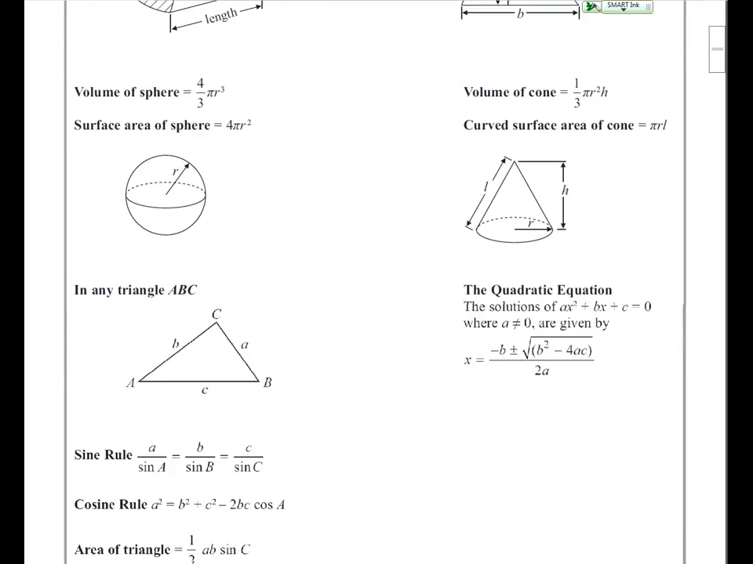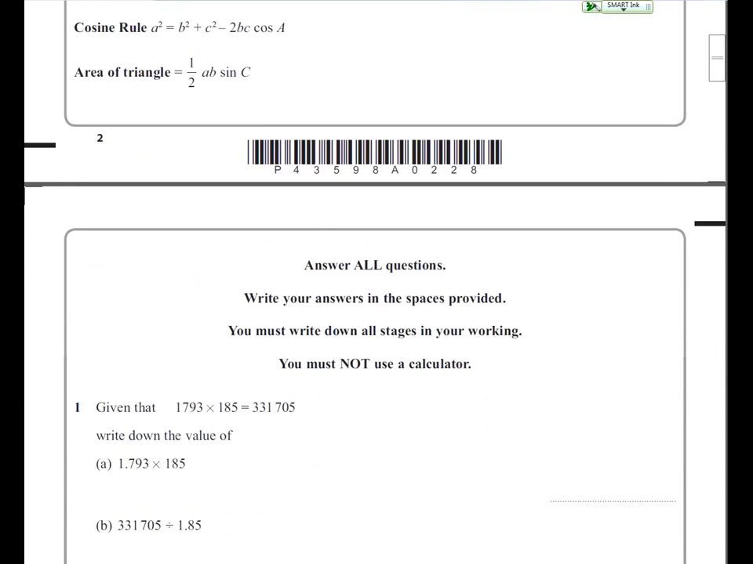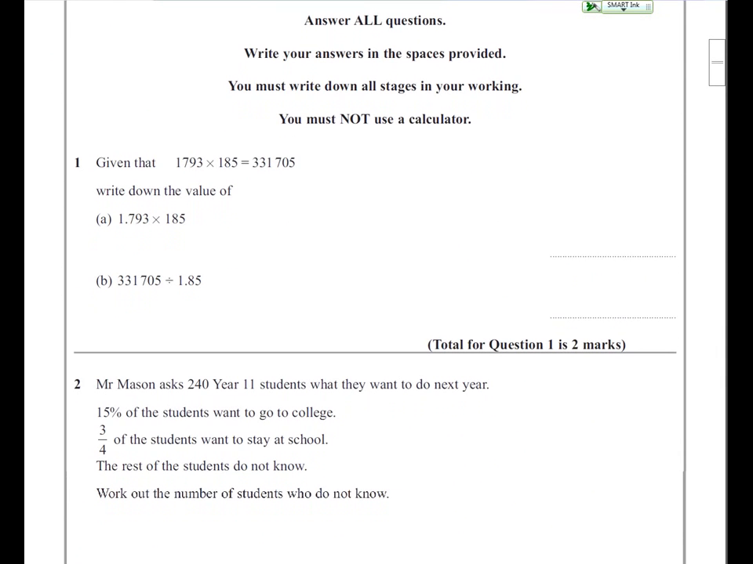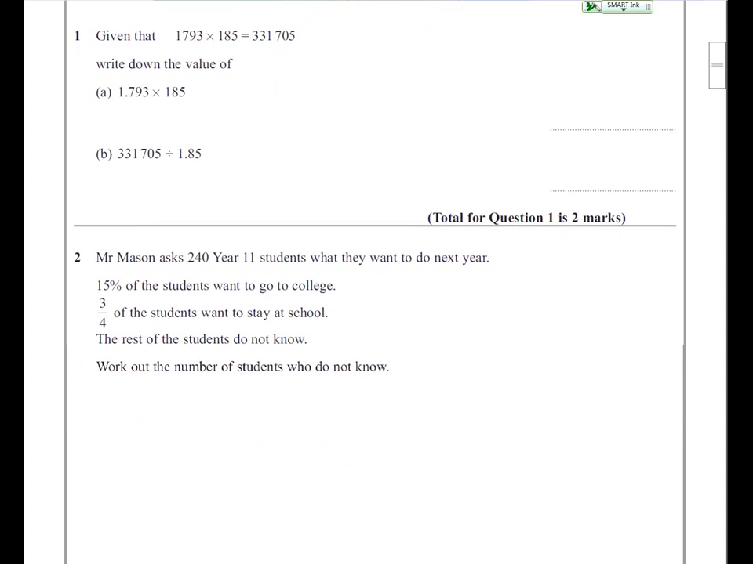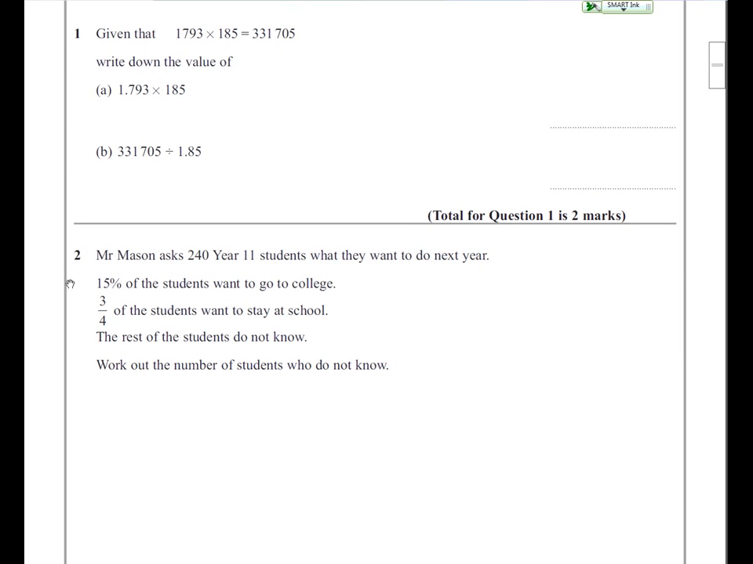So the formula page is there for us. We might need to come back to that. And question 1 is a number question. We're given some information about a difficult multiplication, that 1793 times 185 is 331,705. And the question says write down, that means we should be able to do it without actually working it out for ourselves, the value of 1.793 times 185.